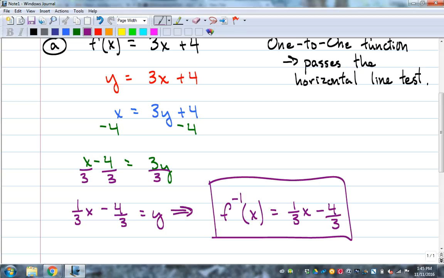That means inverse. f to the negative 1 exponent is how you write it, but f inverse is how you read it. Because that's the inverse. That's the notation for inverse, that negative 1 exponent.